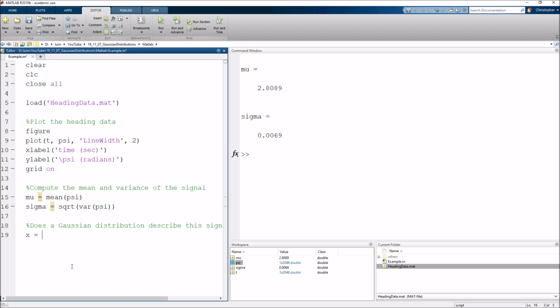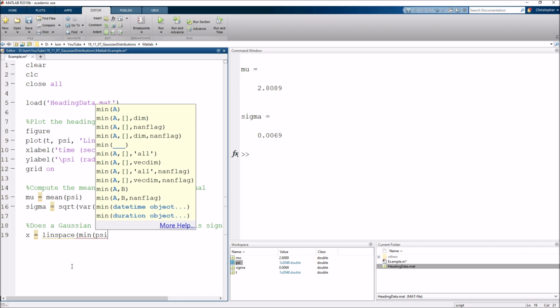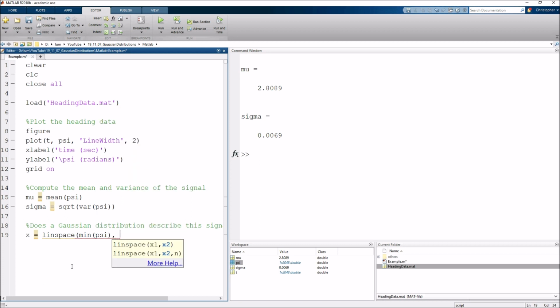So let's go ahead and create some x values, and I'm going to say linspace. We'll make the samples go between the minimum heading angle that the sensor data has to the max value that the sensor data has, and let's use maybe 100 spaces. So here's my x values, and now the Gaussian distribution, we know it's just, well, what is it?